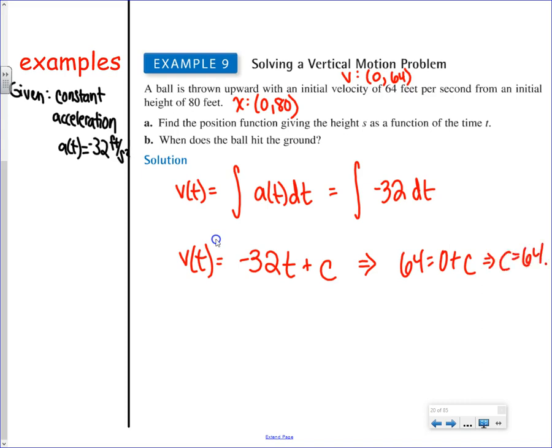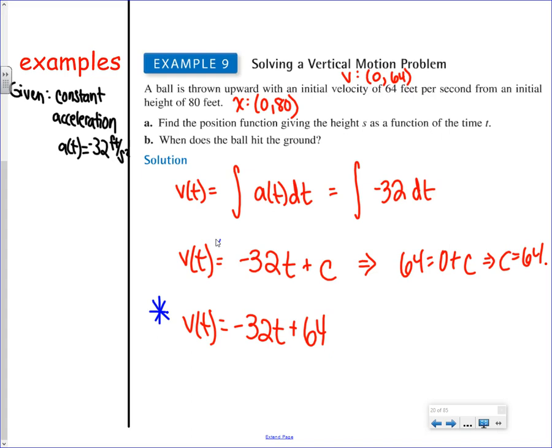Do I know what the velocity function is? Yeah. V is equal to negative 32t plus 64. Now, is this what I'm trying to find for letter A? No. Bummer. Well, that's okay, because velocity is related to position how? By deriving. It's the derivative of position.